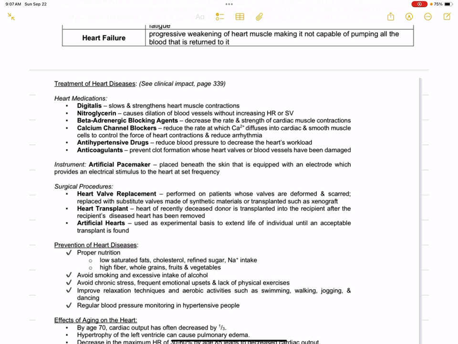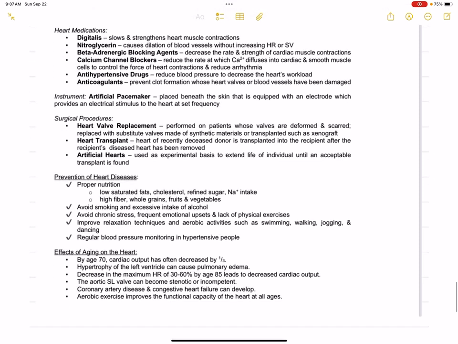Okay? So, artificial pacemaker is placed beneath the skin and is equipped with an electrode which provides electrical stimulus to the heart at set frequency. Okay, so mga surgical procedures, heart valve replacement performed on patients whose valves are deformed and scarred. So, replaced with substitute valves made of synthetic materials or transplanted as xenograft.